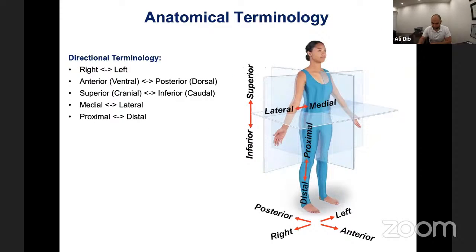Awesome. Okay, and then we have proximal and distal. Proximal means closer, distal means further away. So your knee is distal to your hip, but your ankle is distal to your knee, and your toes are distal to your ankle. Awesome.